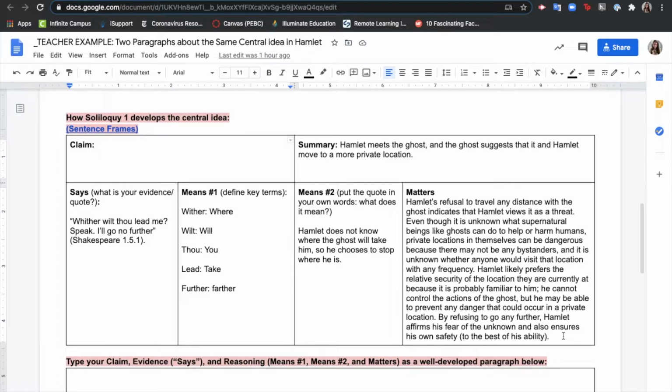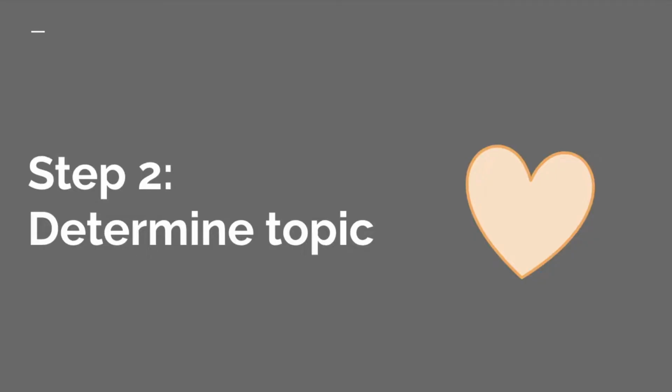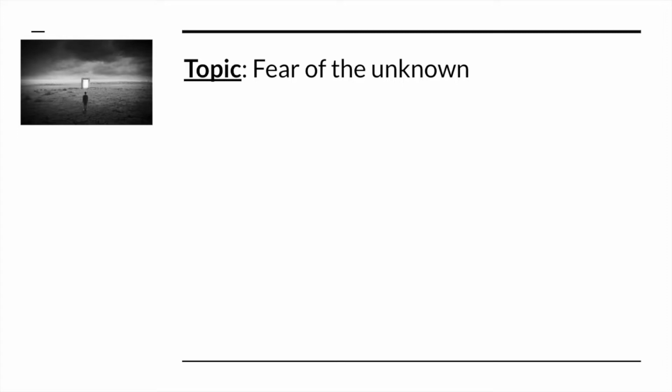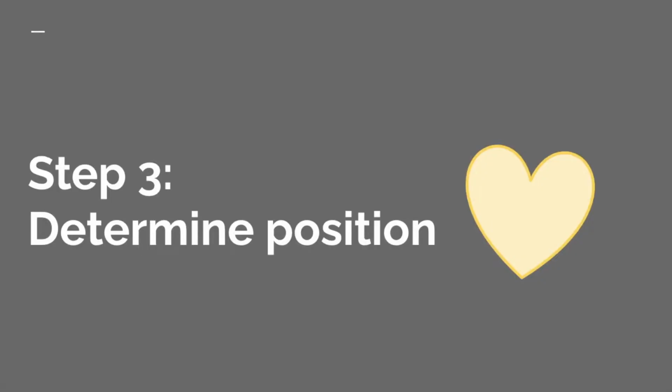So I'm going to plan my writing by brainstorming my topic and position. For this writing assignment, I'm asked to write about how one central idea is presented in Hamlet Act 1, which means my topic is pretty straightforward. It's the central idea I'm writing about, the fear of the unknown. Now, on to my position.